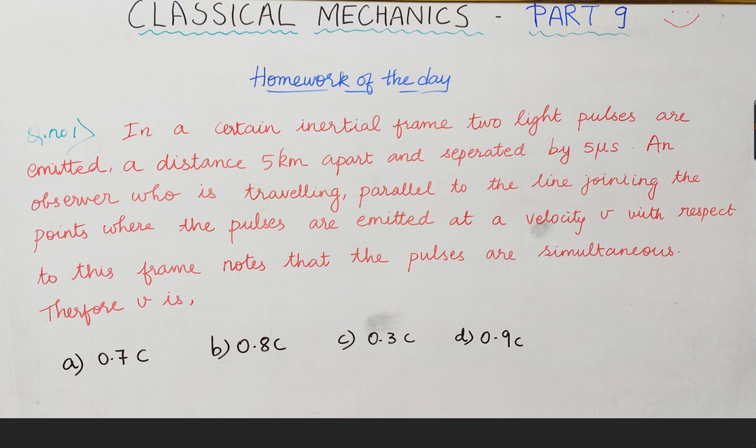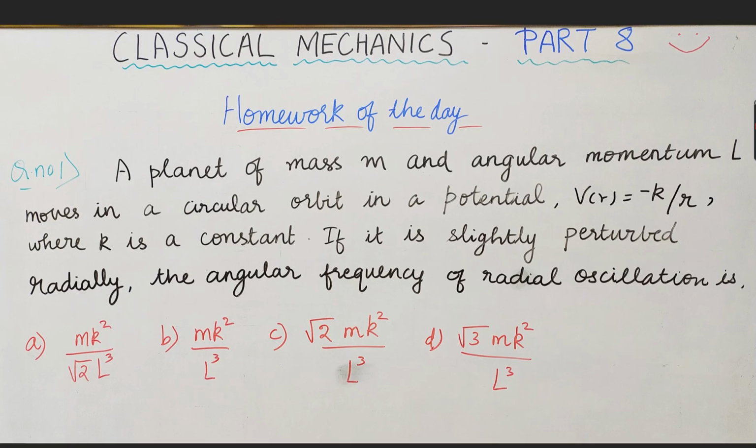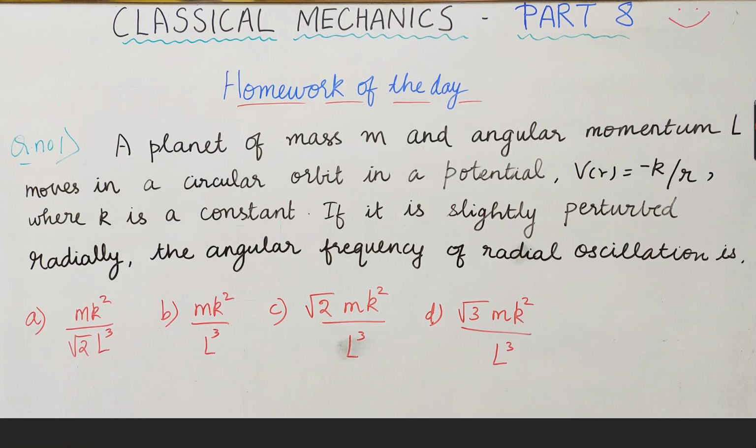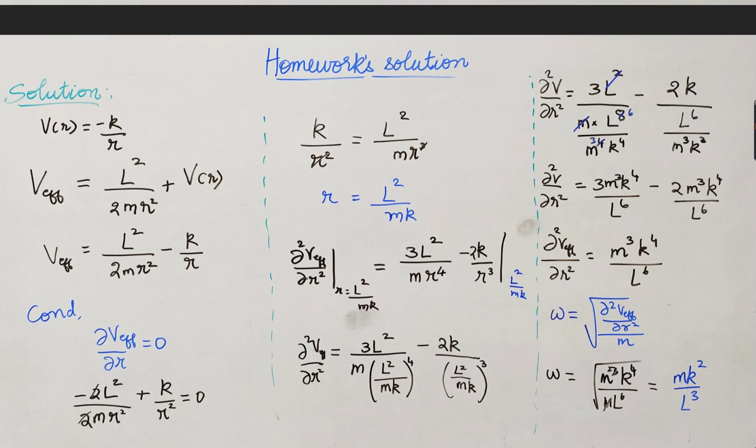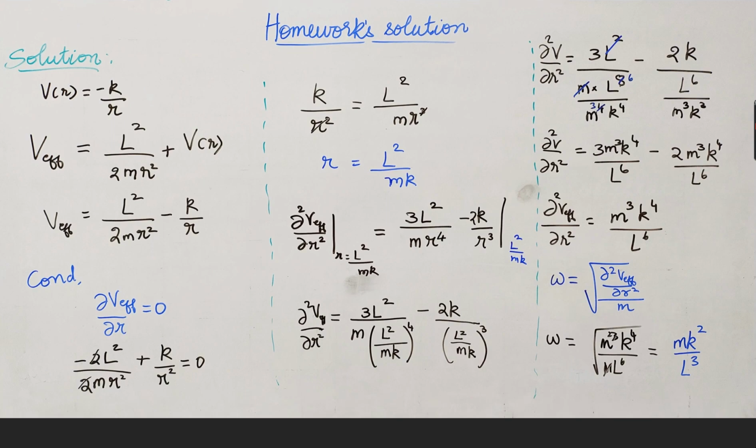So let us see the solution for my previous problem, which was from central force problems. I had told you to find the angular frequency. So this was the question where we have the potential. We know the first step is to use the effective potential, which is given as L squared by 2m r squared plus V of r, and my V of r is k by r. The condition for circular orbit is ∂V_effective/∂r equal to 0. On doing that, I get my r to be L squared by mk.